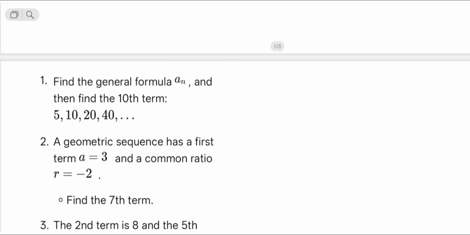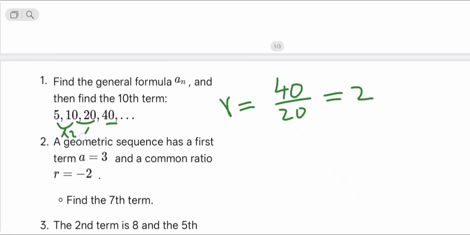So what is the way? First we will see if the common difference is the same. This is 5, this is 10. So the common difference is not the same, so it is not arithmetic. So we will check now the geometric. As I told you, R equals any term, for example 40, divided by the previous term 20. 40 divided by 20 equals 2. So we multiply by 2. Now we will check. If we multiply by 2 and get the next term, it means it is geometric. So 5 times 2 is 10, 10 times 2 is 20, 20 times 2 is 40. So yes, this is a geometric sequence.